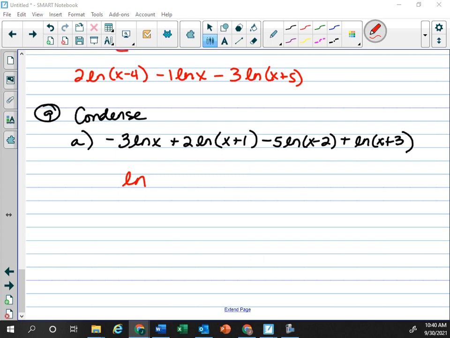Let me write the answer, and then let's see if you need me to go through any part of it. The first one is x cubed in the denominator, x plus 1 squared in the numerator, x minus 2 to the 5th in the denominator, and then x plus 3 in the numerator. Yes? Okay. Let me stop for a minute. It's okay if you're like, no, I don't know what happened. Just let me know.